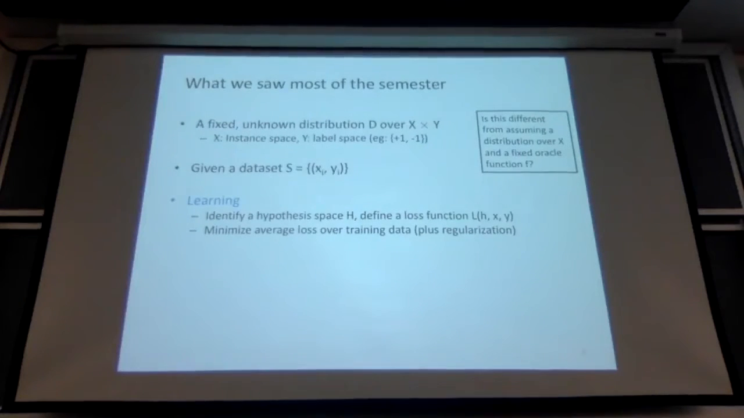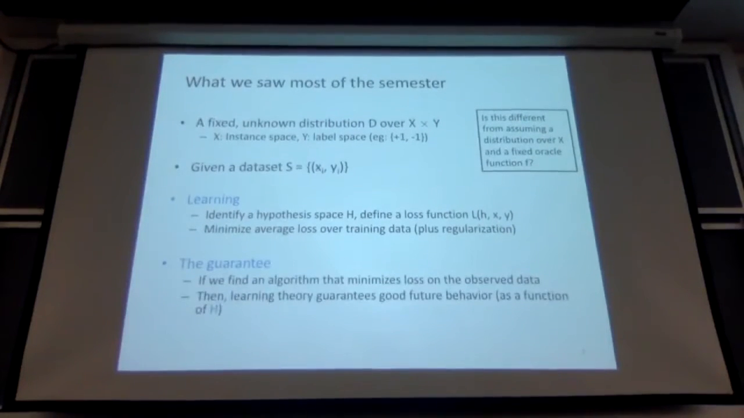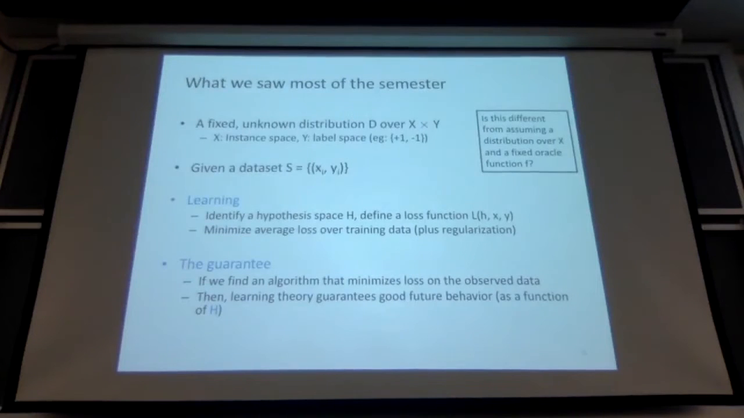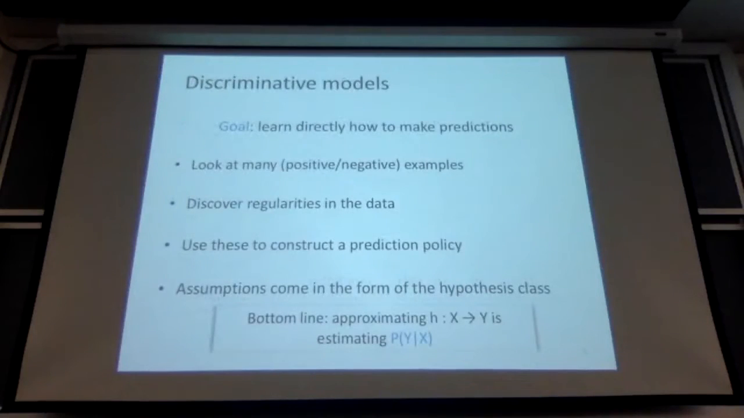Even though we didn't explicitly instantiate it this way for perceptron, it turns out perceptron is also in the same family, and you can derive a whole bunch of learning algorithms. The guarantee that comes along with this sort of learning is that if you find a hypothesis that minimizes loss, then with high probability, this hypothesis will do reasonably well in the future. The bottom line, really, is that we are approximating a function from inputs to outputs.